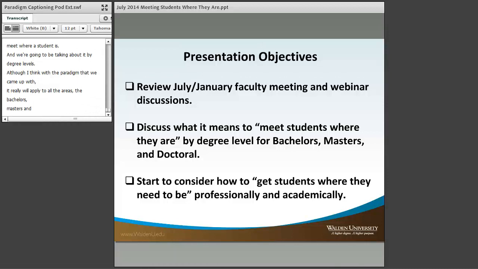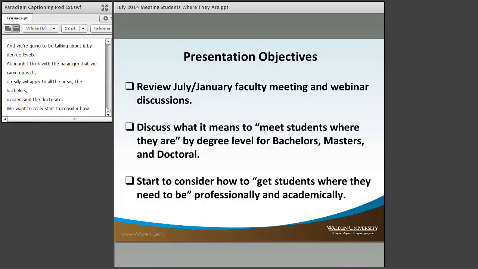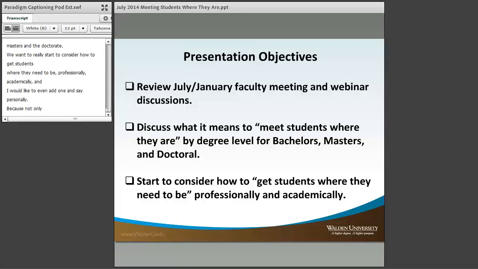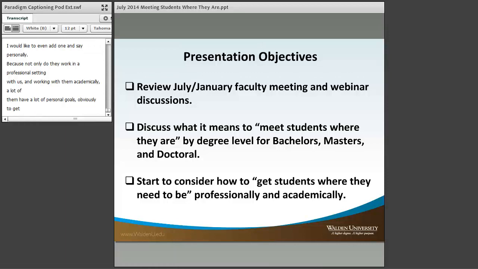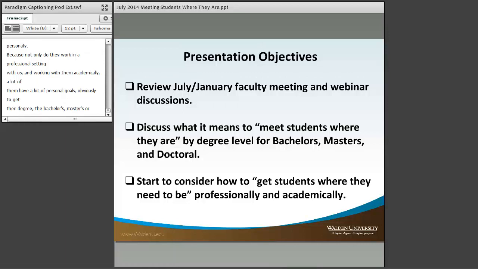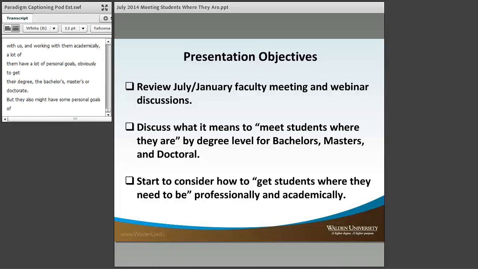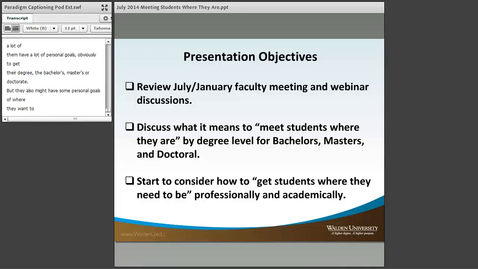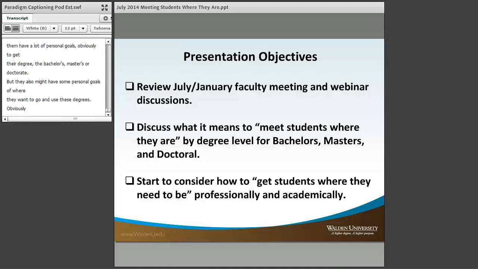We want to really start to consider how to get students where they need to be professionally, academically, and I would like to even add one and say personally. Because not only do they work in a professional setting with us, and we're working with them academically, a lot of them have a lot of personal goals, obviously to get their degree, either the bachelor's, master's, or doctorate, but they also might have some personal goals of where they want to go and use these degrees. Obviously, because of Walden's social change mission, we hope that they will apply it to that.